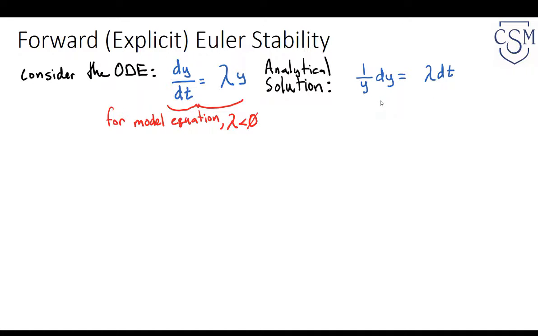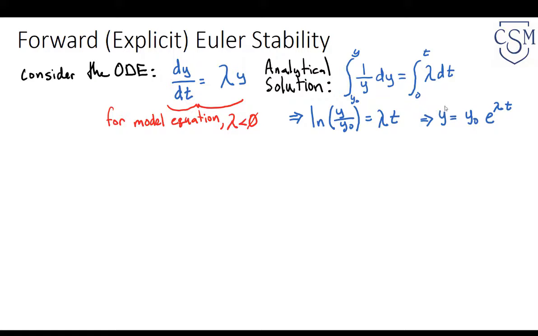By rearranging these terms and integrating both sides, on the left we'll integrate with respect to y from y naught to y of t, and on the right we'll integrate with respect to t from 0 to t. We can now solve for this integral, and that is the natural log of y over y naught is equal to lambda t. And we can rearrange this in terms of what we'd like to solve for. y is equal to y naught, the initial value of y, times e raised to the power of lambda t.